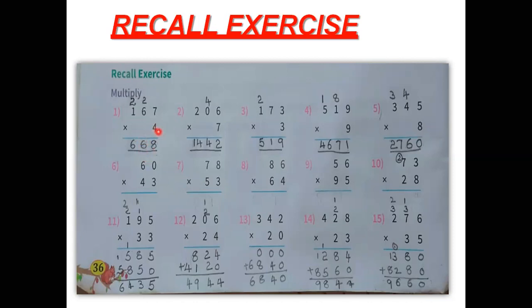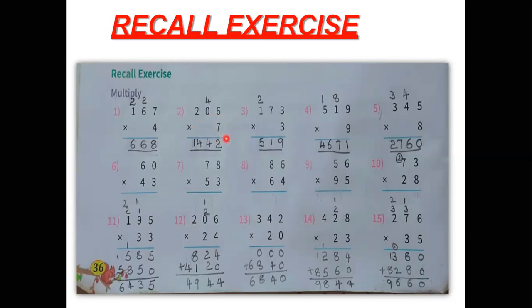Now what you have to do, 4 into 1. These two numbers you have to multiply. 4 ones are 4. And again here we have carried 2. So 4 plus 2, you have to add, 6. So 167 when you multiply by 4 you will get 668.